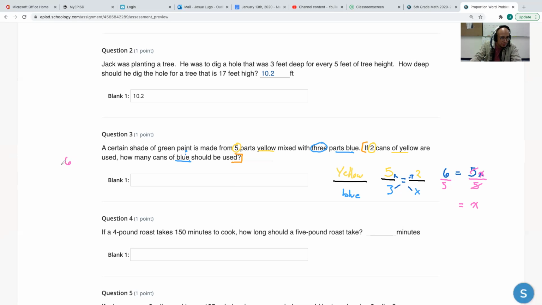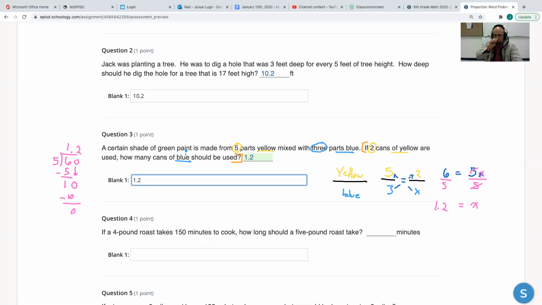I'm going to work that off here. 6 divided by 5. 5 goes into 6 once, remainder 1. Decimal, bring down a 0. 5 goes into 10 twice. 5 times 2 is 10. Ladies and gentlemen, that means that if I have 2 cans of yellow paint, then I'm going to need 1.2 cans of blue paint. Simple enough.